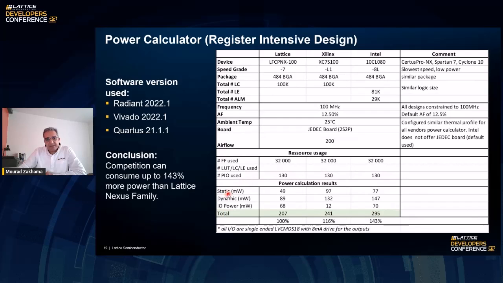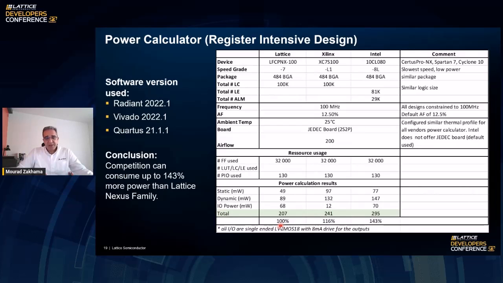And again, static power is much lower than the other two, 49 milliwatt versus 97 and 77. Then dynamic power and IO power, and the total power is 207 milliwatt versus 241 and 295, which represent 116% and 143% of the Lattice power.